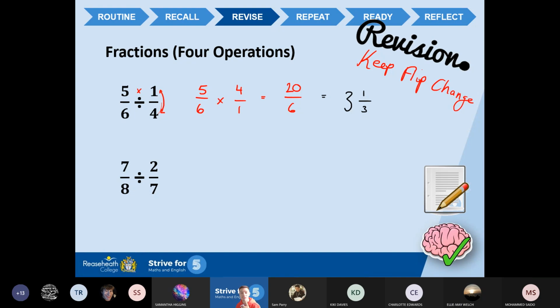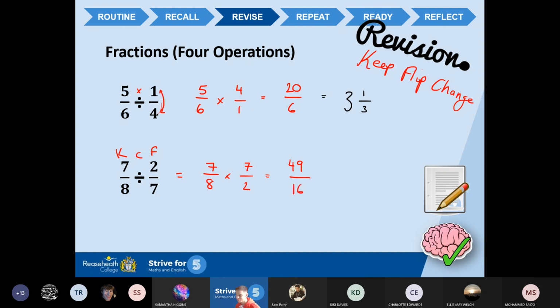Right. So I don't lose my voice, I'm going to do one more example. I'm going to get you guys to get stuck in, okay? So here we go. Keep, flip, change. So 7/8 stays the same. We change it to a times and we flip it so it becomes 7/2. 7 times 7 is 49. 8 times 2 is 16.